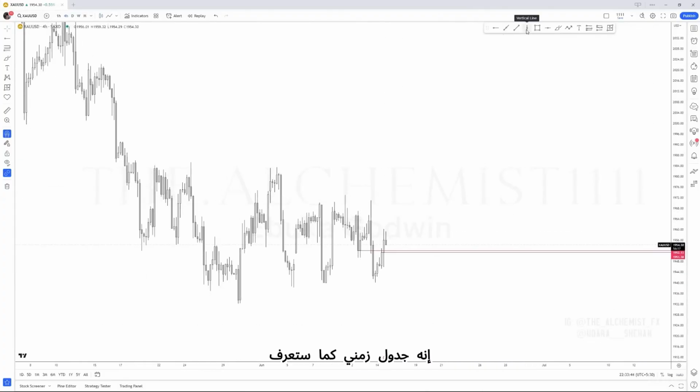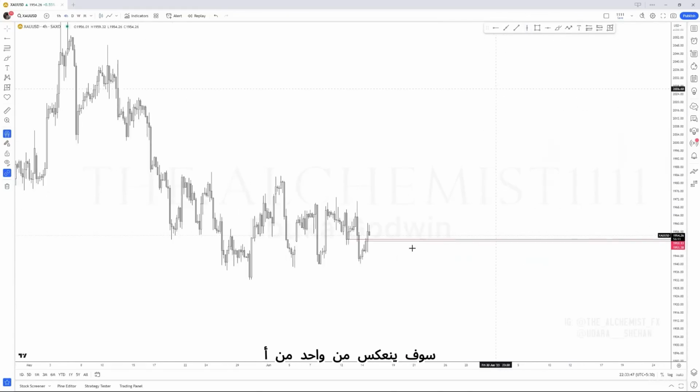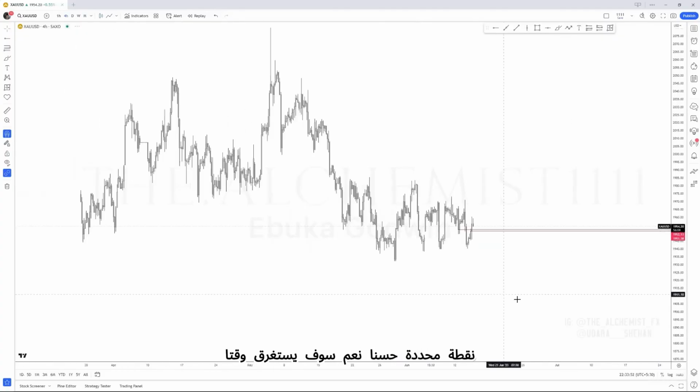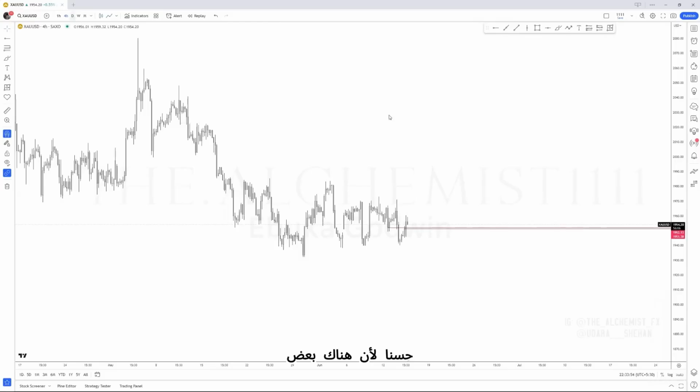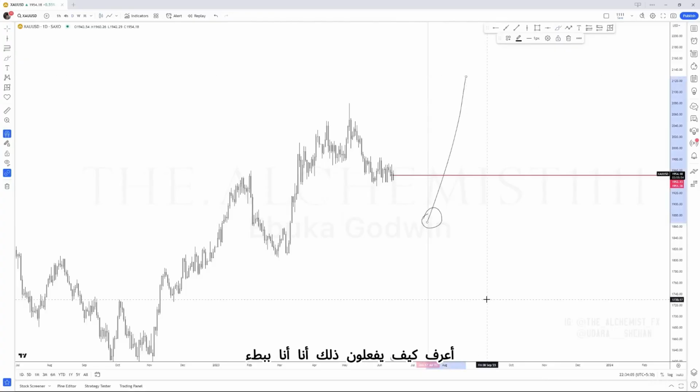A timeline is like you will know the exact date and time when the market is going to reverse from a specific point. So it'll take time, because there are some Malaysian people who just draw a line that is 2 weeks later, and then the market does a reversal on that exact day. I don't know how they do that.